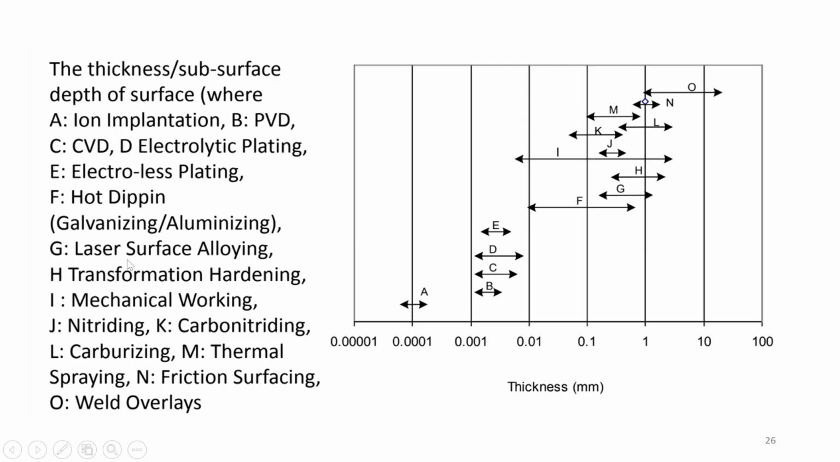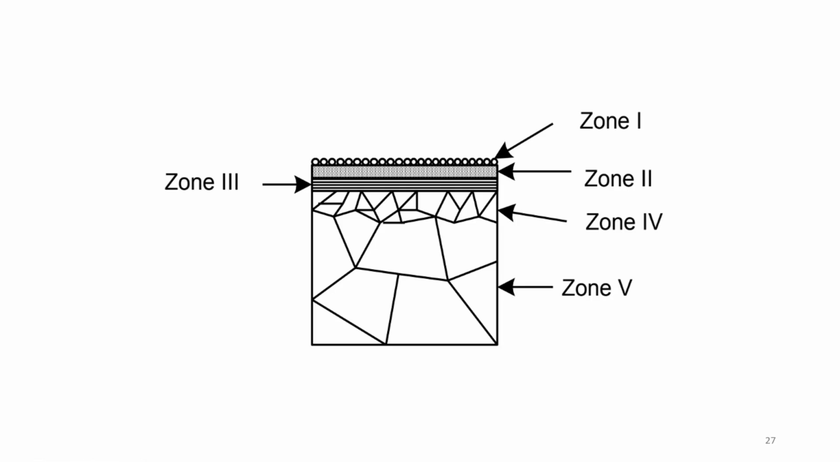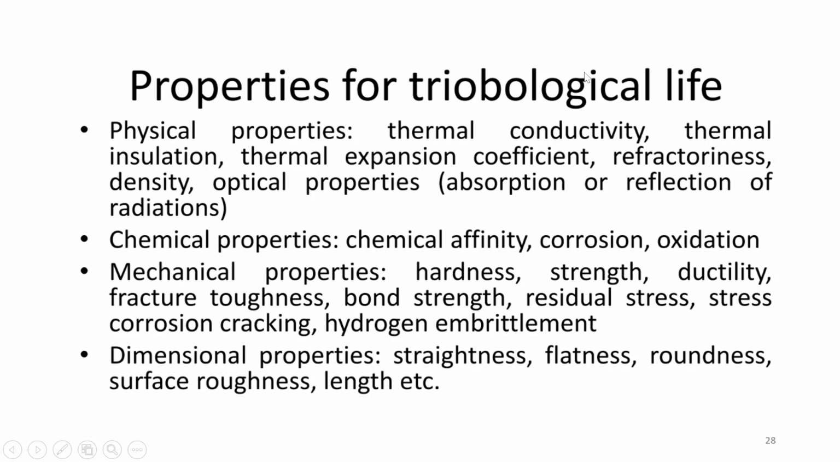Then you have these various processes with changing the thickness range and sizes. Okay. Then you have these various properties for tribological life. In case of physical properties: thermal conductivity, thermal insulation, thermal expansion coefficient, refractoriness, density, and optical properties, where absorption and reflection of radiations is given. Then we have chemical properties, in which chemical affinity, corrosion and oxidation can be altered.